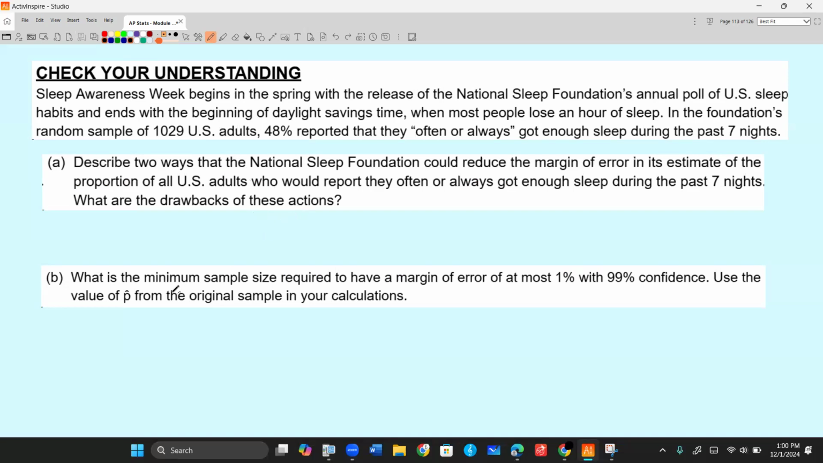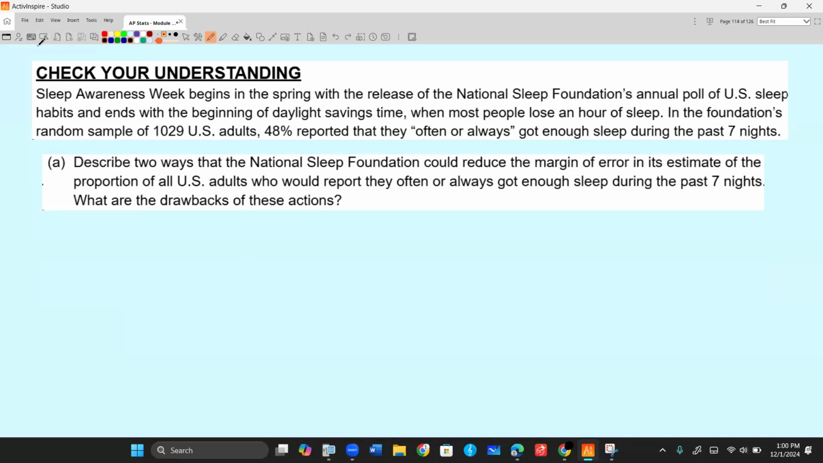And B, what's the minimum sample size required to have a margin of error at most 1% with a 99% confidence? Use the value of p hat from the original sample. So we're going to go over this in 3, 2, 1.